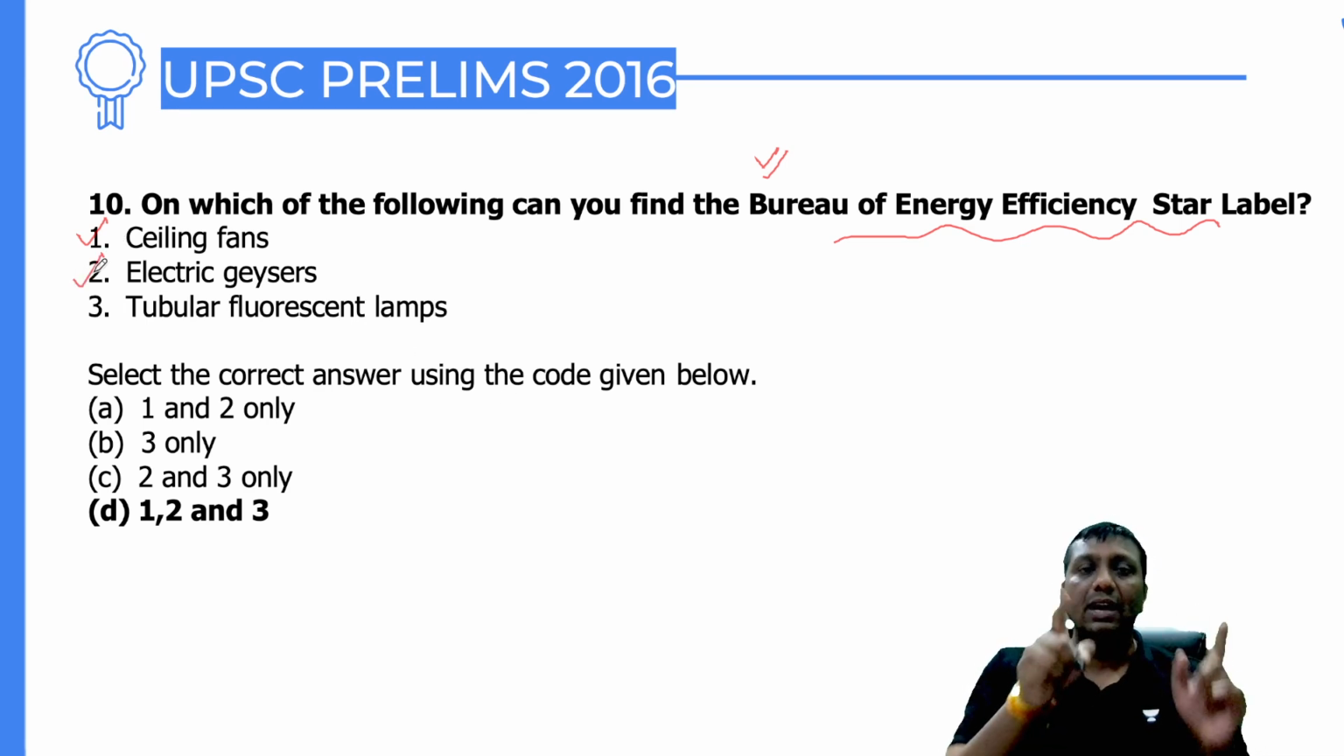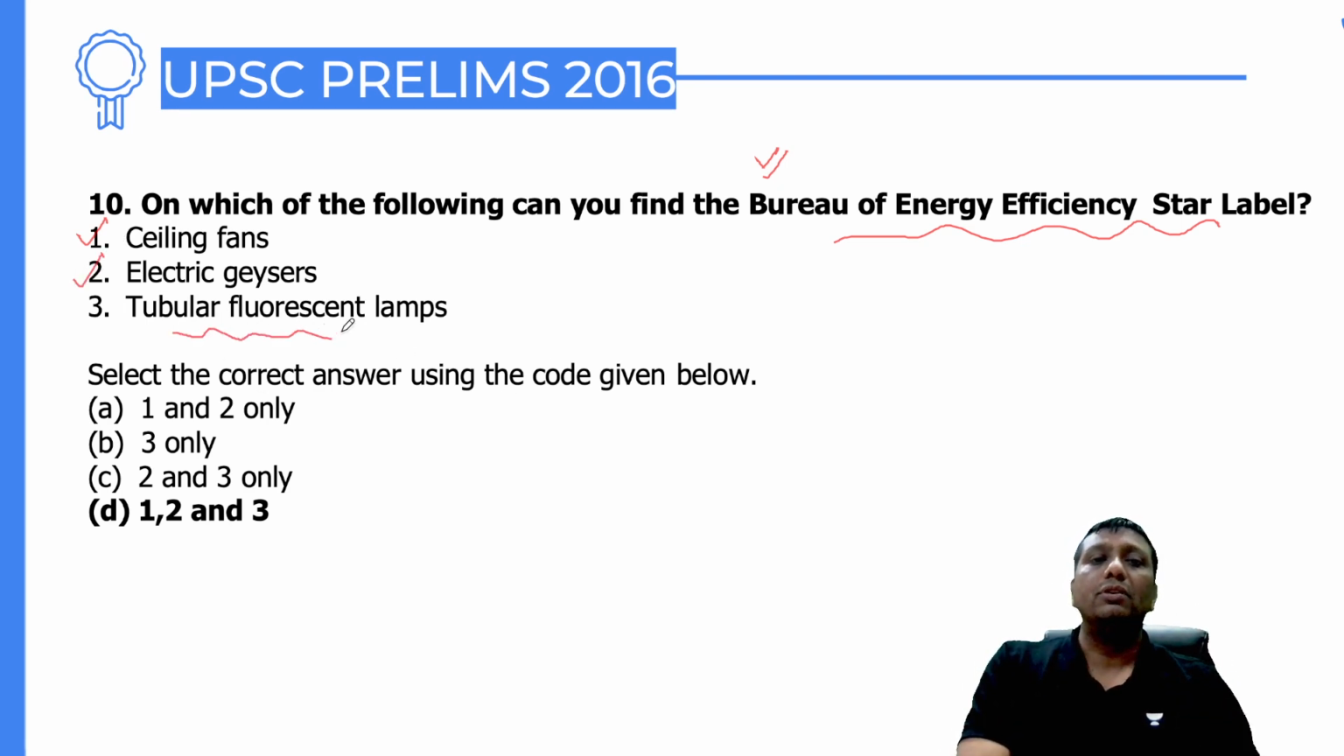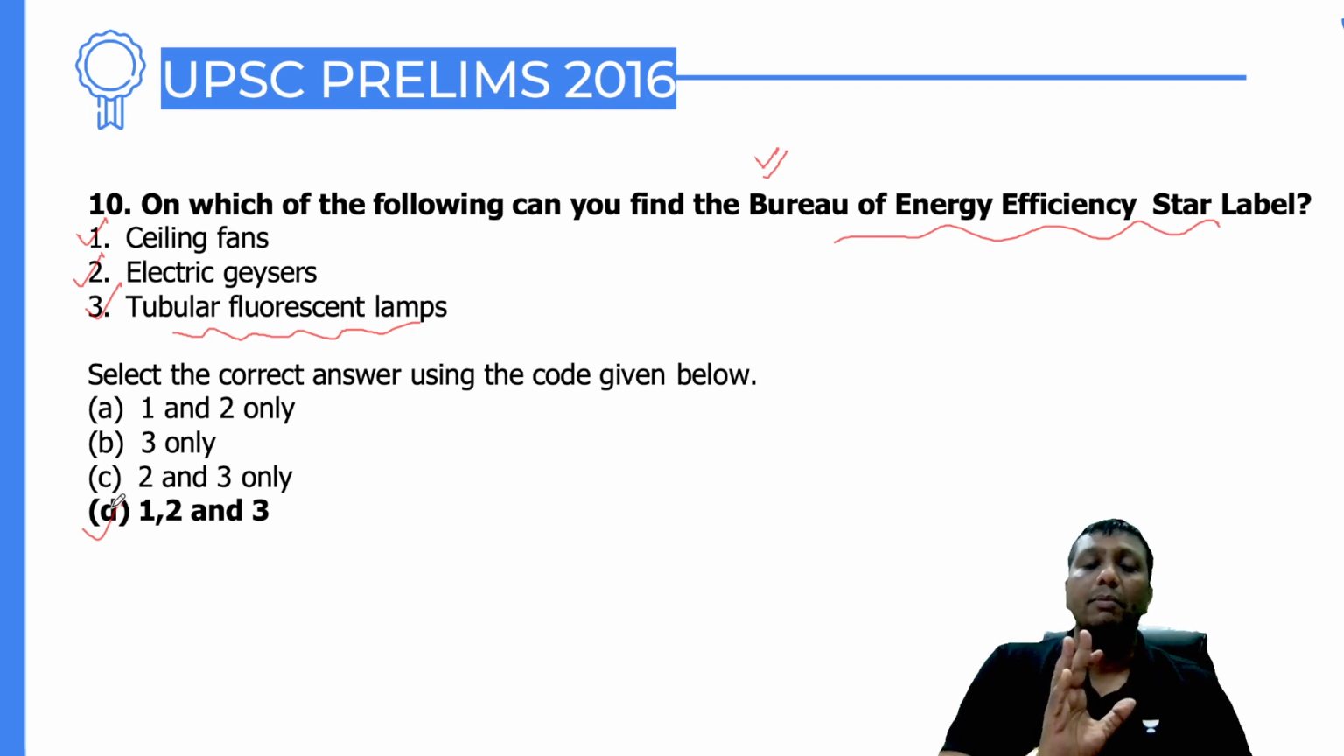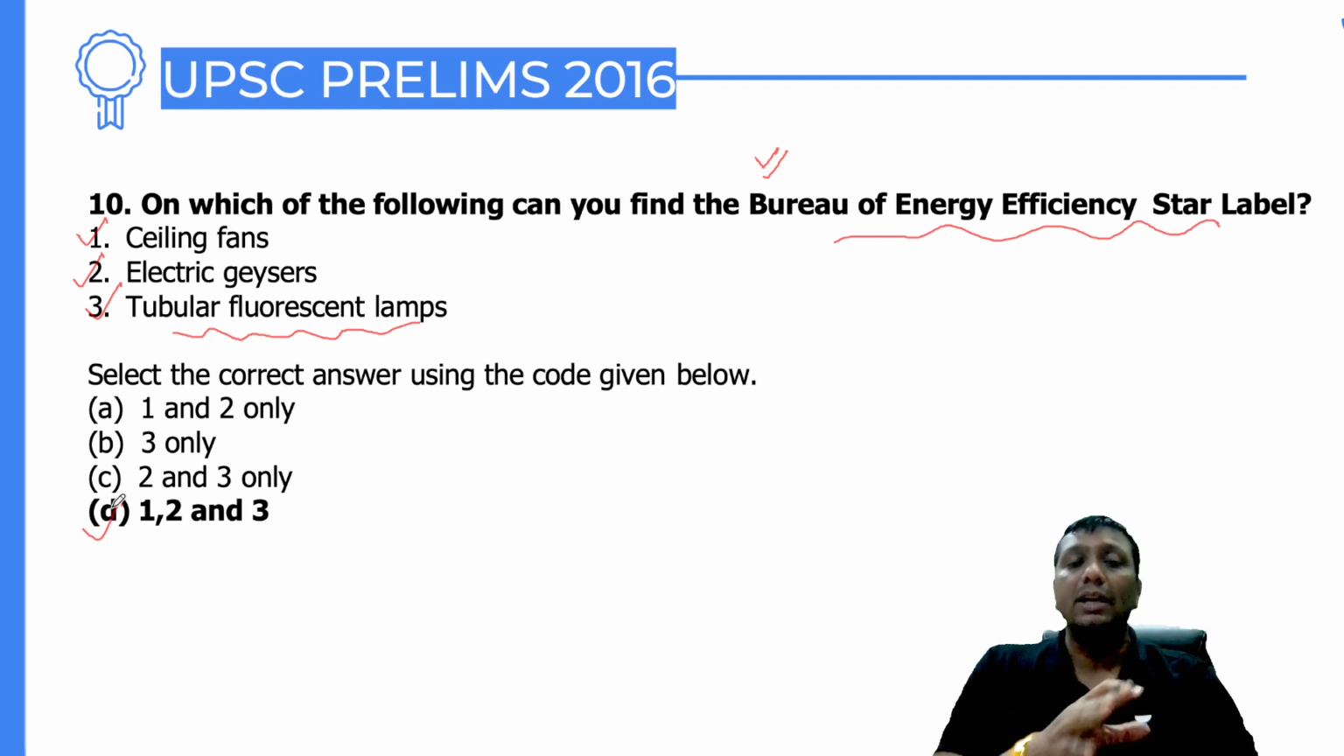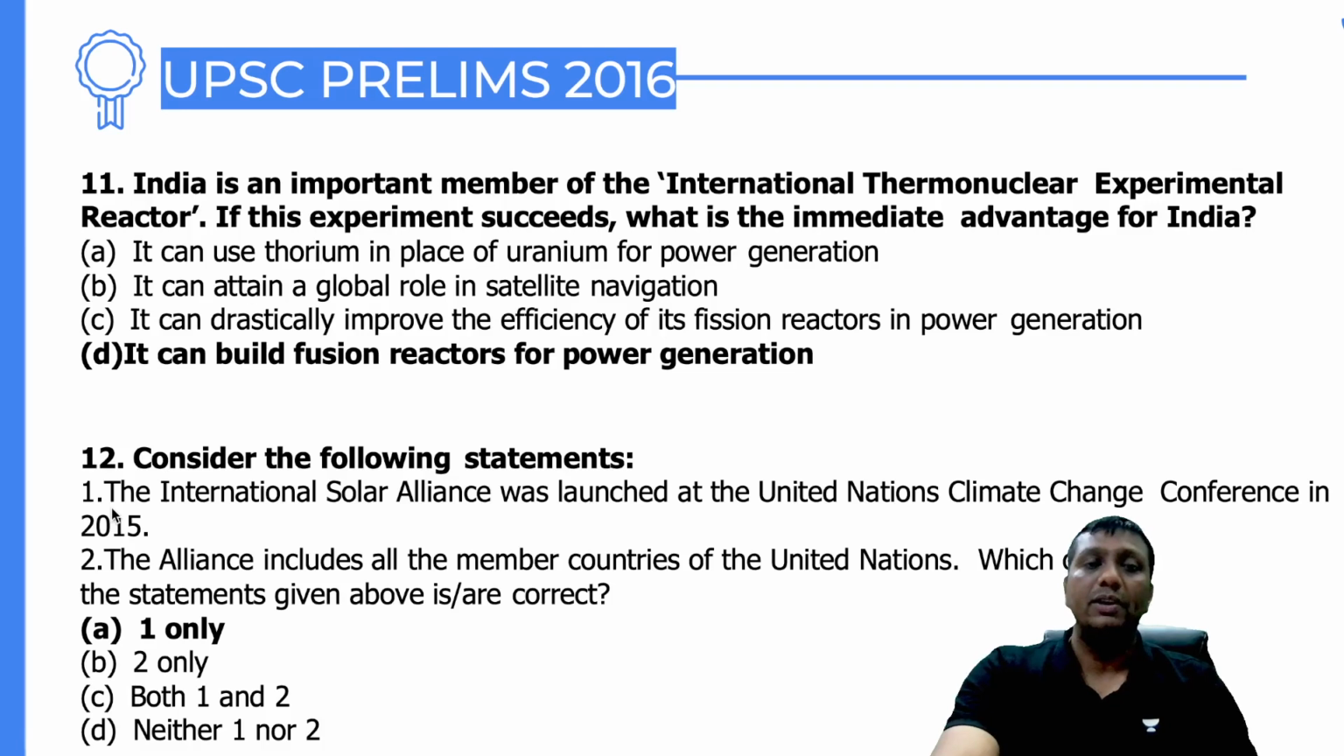Geyser, you have already seen, the star rating is mentioned there. And the tubular fluorescent lamp also has it on the box. Very, very easy, guys. Very, very, very easy. I have never seen such an easy question in my life. But in the rarest of rare cases, you will see this type of question directly in UPSC.